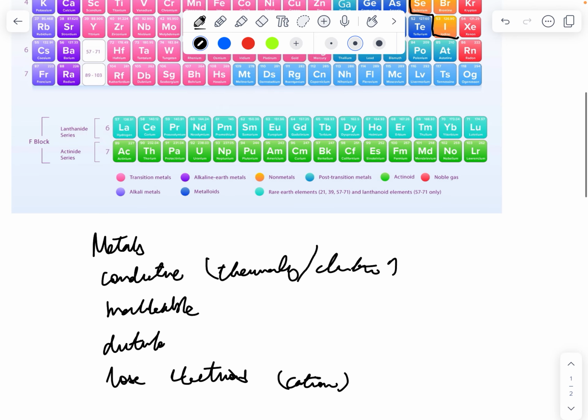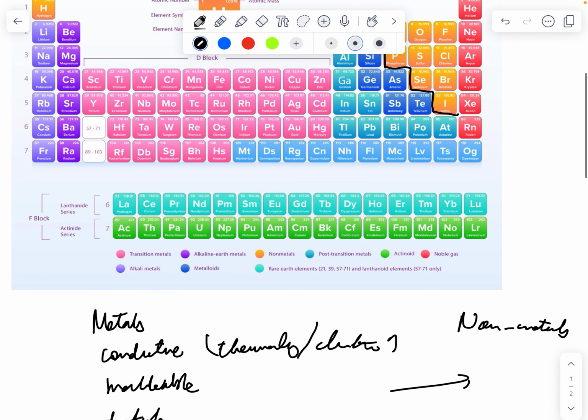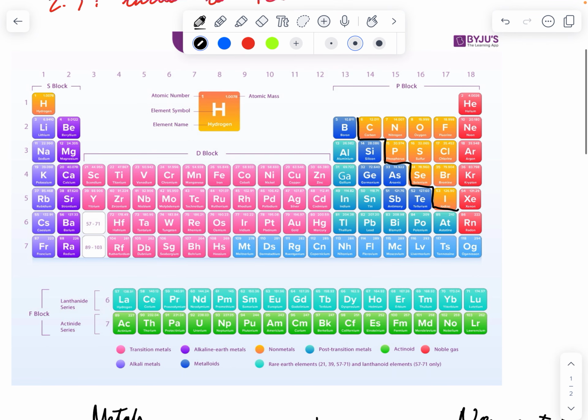So nonmetals are essentially not these things. They're not conductive, they're not really malleable, they're not really ductile, and we'll learn throughout why this is the case. There's reasons for this, and hopefully we'll start to understand why. But this is right now just an introduction to the periodic table.